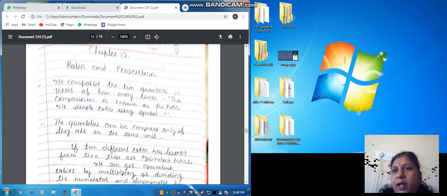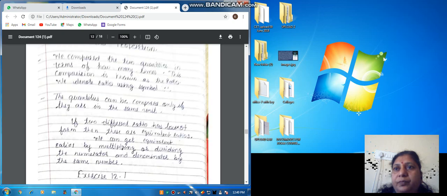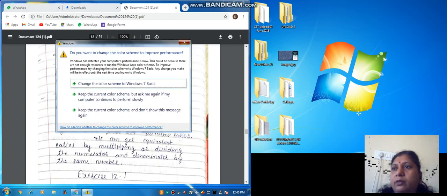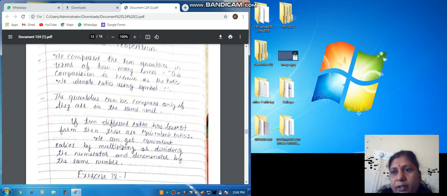Before that, I will just once again revise the notes I have given. We compare two quantities in terms of how many times. The comparison is known as the ratio. It is denoted by two symbols. The quantities can be compared only if they are in the same unit. Next, if two different ratios have the same lowest form, then these are the equivalent ratios. We get equivalent ratios by multiplying or dividing the numerator and denominator by the same number.